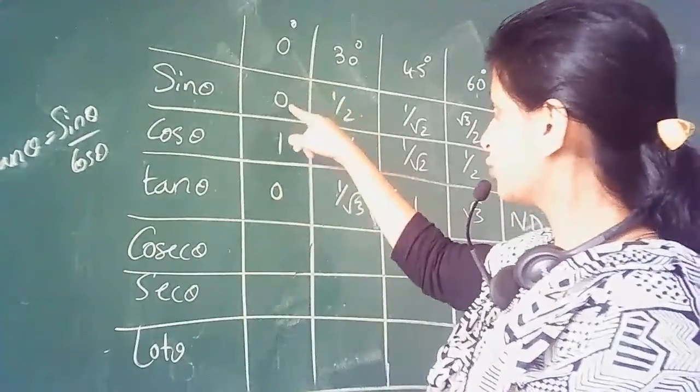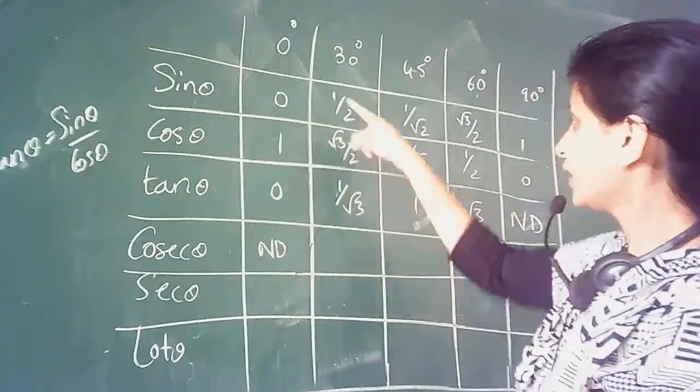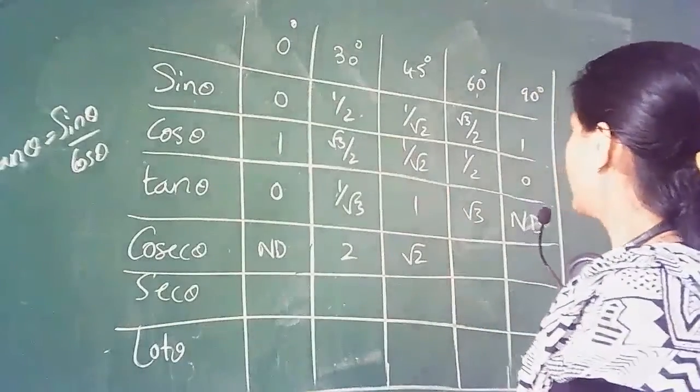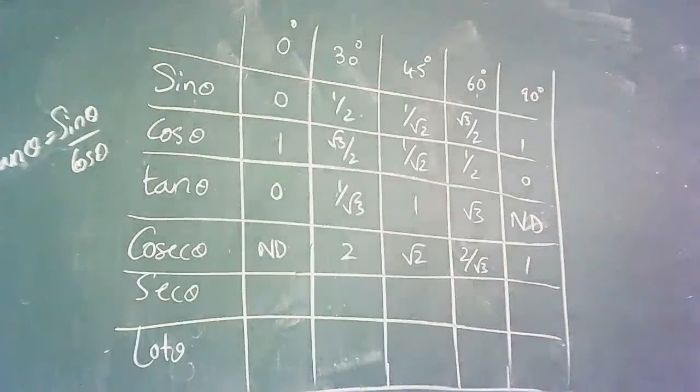Cosec 0 is 1 upon 0, that is not defined. Next, 1 upon 1 by 2, that is 2. 1 upon 1 by root 2, that is root 2. 1 upon root 3 by 2, that is 2 by root 3. 1 upon 1, that is 1.